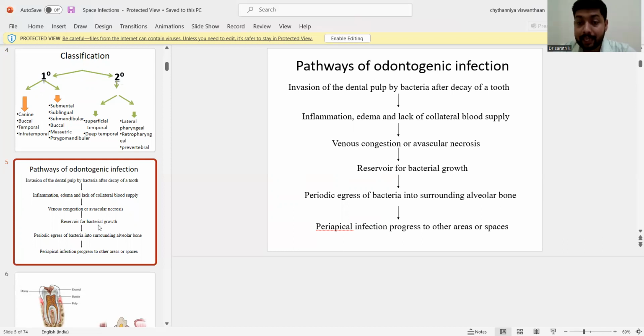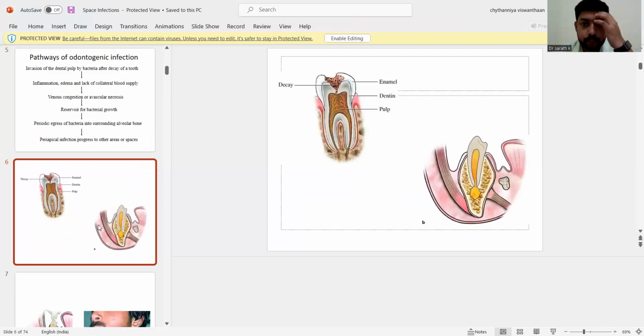So this particular area can act as a reservoir for bacterial growth, be it aerobic bacteria or anaerobic bacteria. It is an excellent reservoir for anaerobic bacteria to grow. Then there is a periodic egress of bacteria into the surrounding alveolar bone. If you are still not treating that condition, the periapical infection can progress to other areas or spaces. This is a pictorial representation. You have caries involving your pulp, and if you don't treat it, it goes beyond your periapical area and can reach the adjacent space. It can reach your loose connective tissue and go into the adjacent spaces.